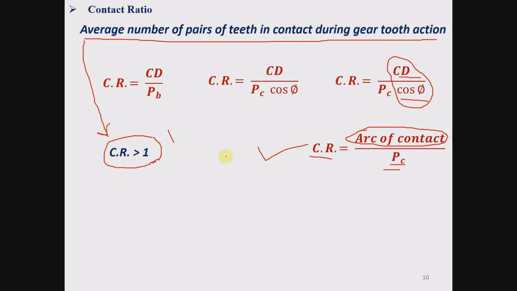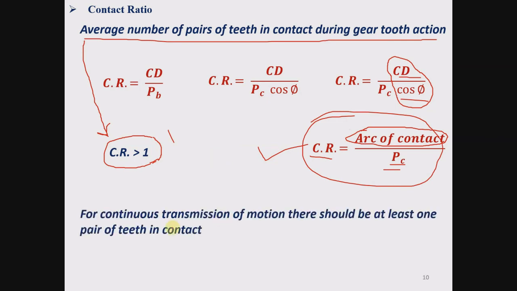म्हणजे for continuous power transmission, there must be at least one pair of teeth in contact with each other. नाहीतर मोशन ट्रान्सफर होणार नाही. करेक्ट. To transmit the motion or to rotate the gears, at least one tooth must be in contact with the mating tooth. Then only the power will be transmitted. So remember, this contact ratio should always be greater than 1, and its value is determined as arc of contact divided by circular pitch. This is the conclusion. For continuous transmission of motion, there should be at least one pair of teeth in contact with each other.